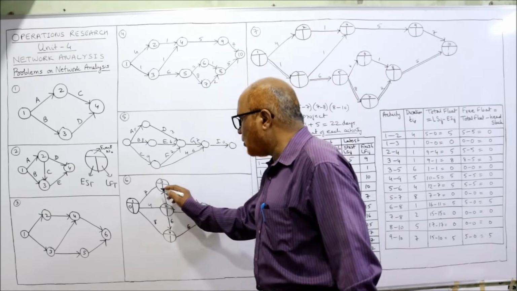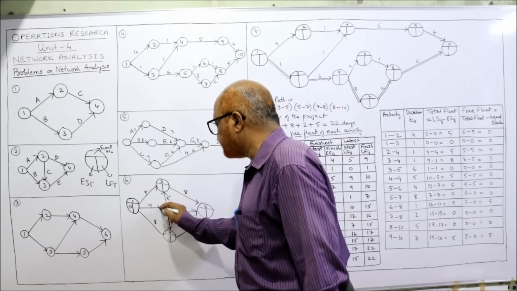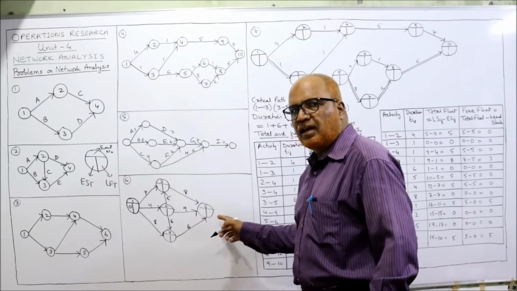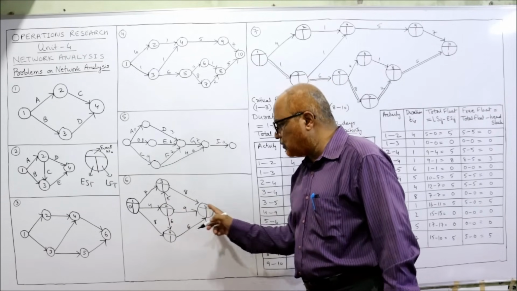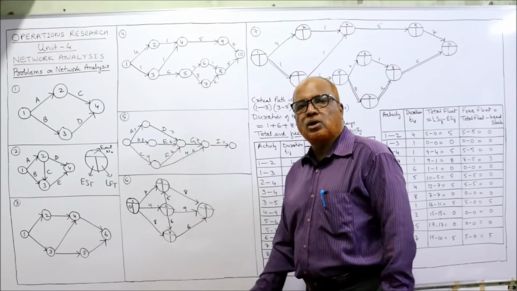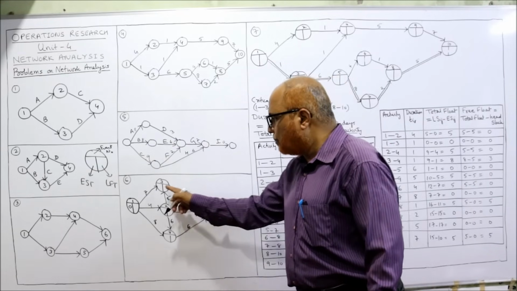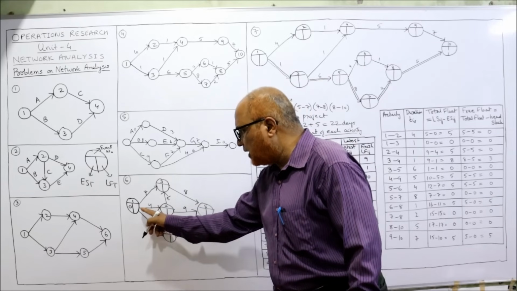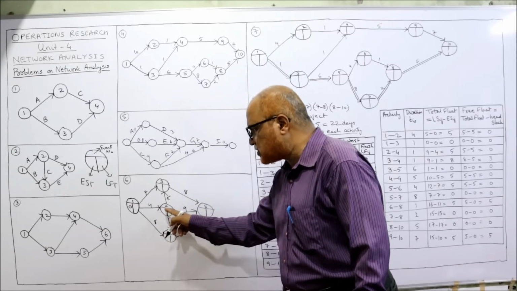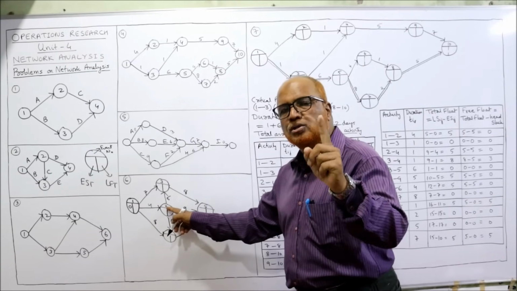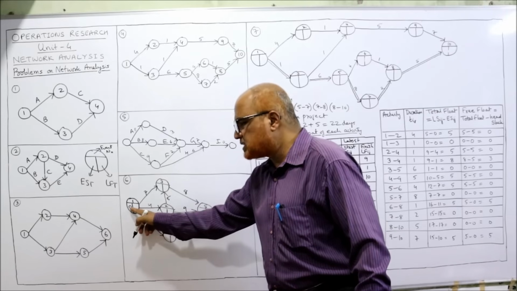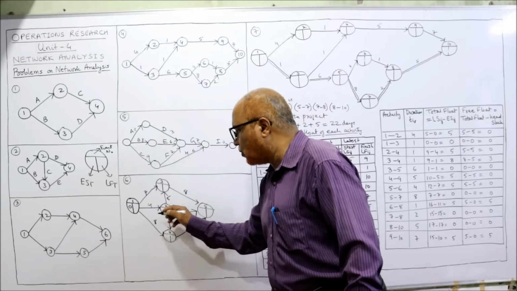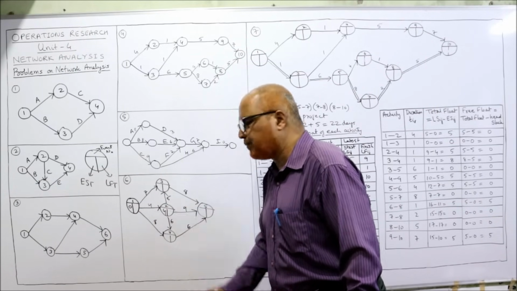Now how many arrows are merging here? We are making a forward pass, going from the first event to the last event, forward. So how many arrows are merging here? First of all, the second event. See here in the second event, only one arrow is coming from the first one. Only one arrow. So what you have to do? The EST value plus duration. So 0 plus 4. You write down here 4.